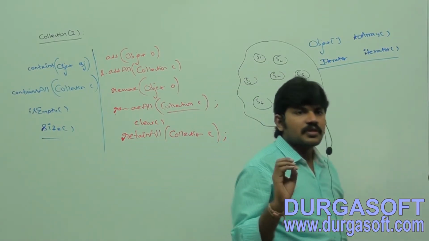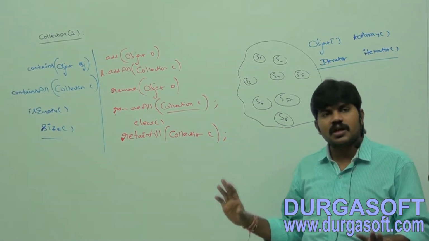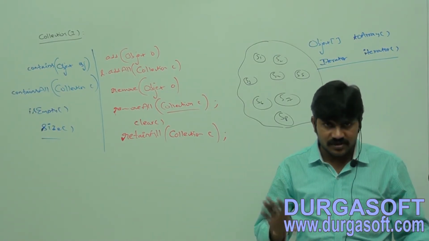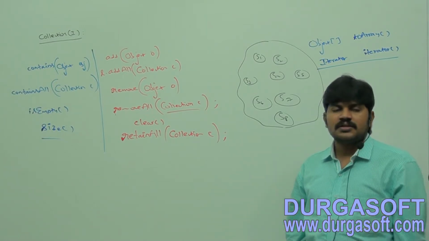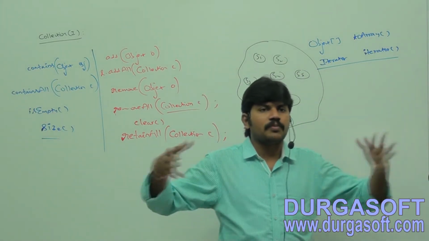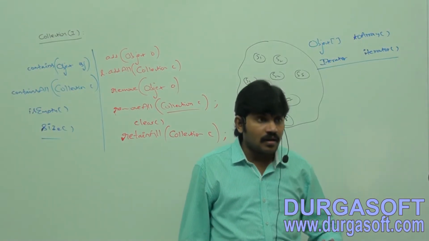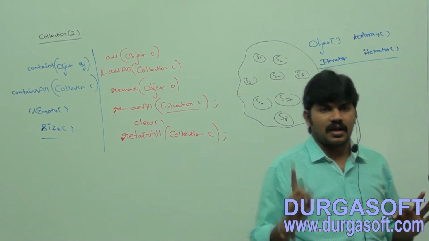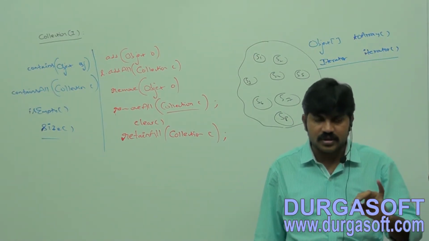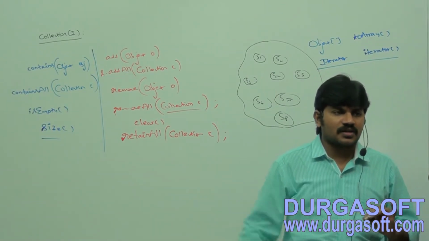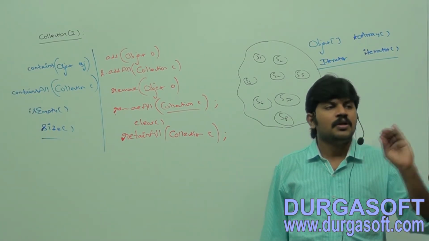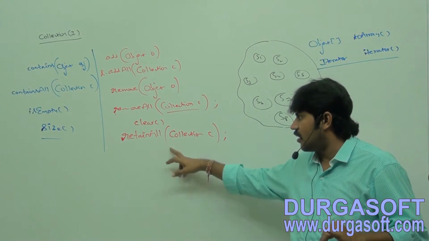So these are very common, generalized methods present inside the Collection interface, applicable for any collection object. I want to add an object to a collection: add. I want to add a group of objects to the collection: addAll. I want to remove a particular object from the collection: remove. I want to remove a group of objects: removeAll. I want to clear all objects from the collection: clear is a method. Except a particular group, remove all the remaining objects: retainAll.